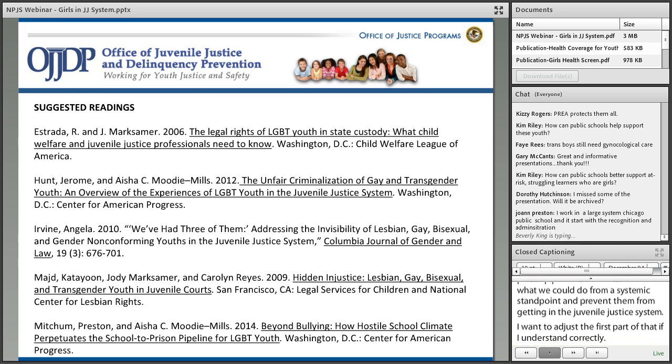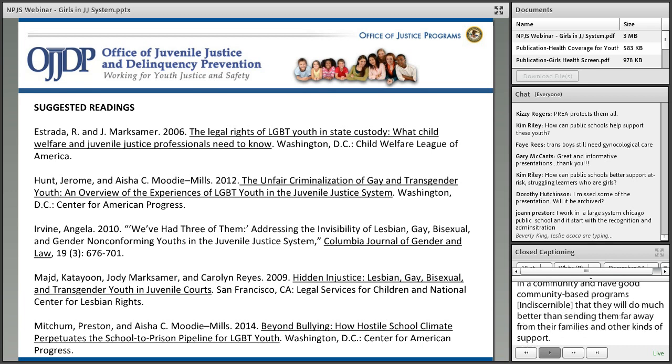I mean, from a justice standpoint, a fairness standpoint, research is telling us that if we can keep girls in the community and have really good community-based programs that are female and culturally responsive, they will do much better than sending them far away from their families and other kinds of support. So I think one of the things that we all need to focus on, with all the good information that Leslie's been talking about and Lori as well, is that we need to keep our kids in the community. We need to keep our girls close. We need to provide services. And there are good services in our communities. I know that's an issue for rural communities, but we can still do a much better job of that.